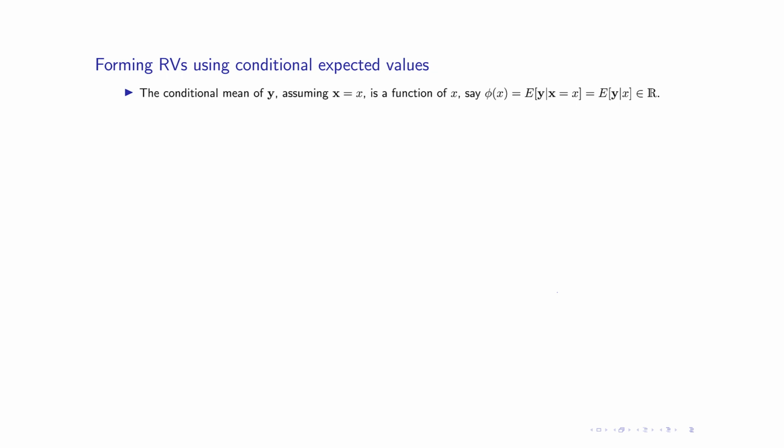So the conditional mean of y, assuming X equals x, is a function of x. So f_{Y|X}(y | x), the PDF of y given that X is equal to x. This is the joint PDF f_{XY}(x, y) divided by f_X(x). So this is a valid PDF for y, but in any case, this function is a function of x. This is the conditional PDF.